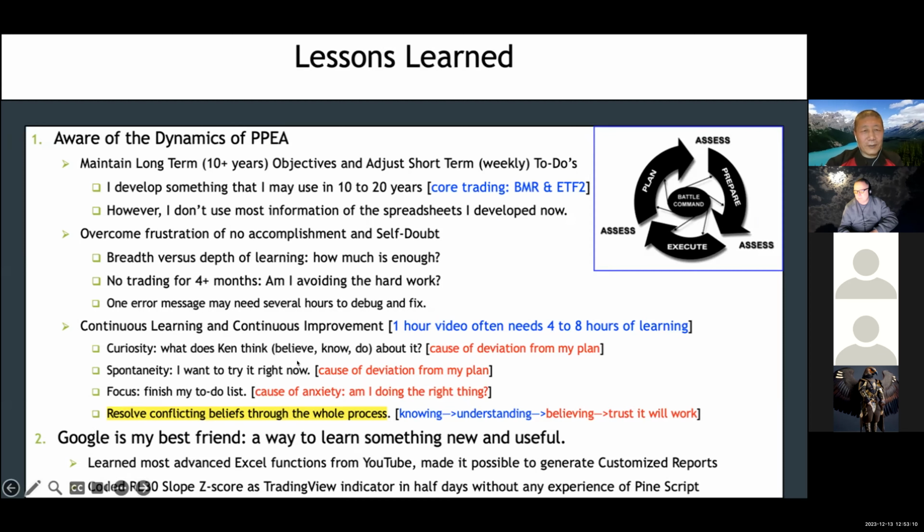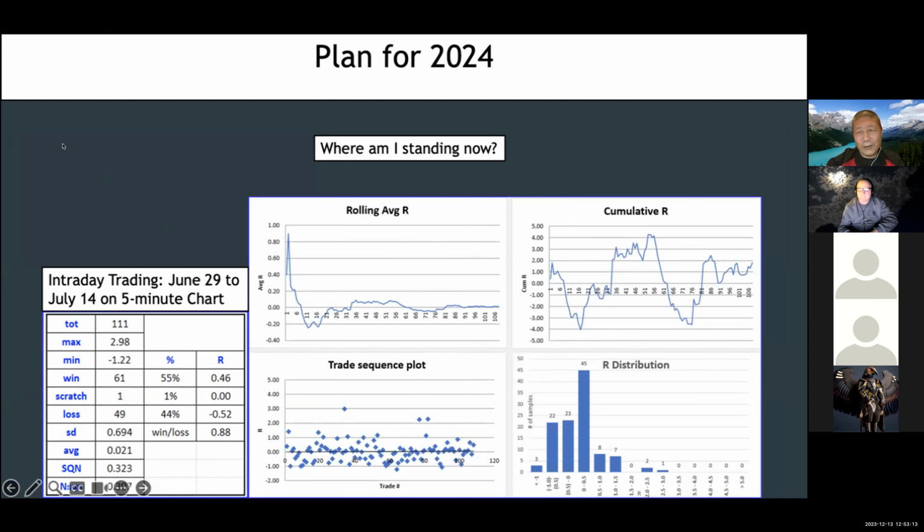So move on to my plan for 2024. This is where I am. Look at the average R. So a little bit above zero, a good thing. But the bad thing is, never get something really significant. So this is where I am. This is the trade I take about 2 weeks. So after this, I start my spreadsheet to try to understand more about Ken's teaching.